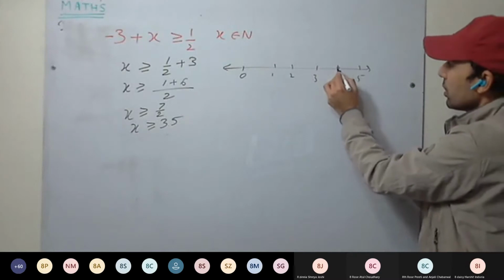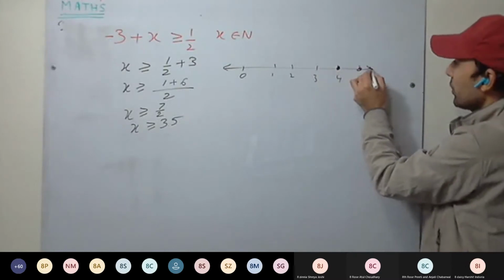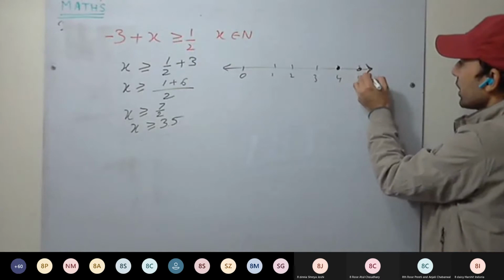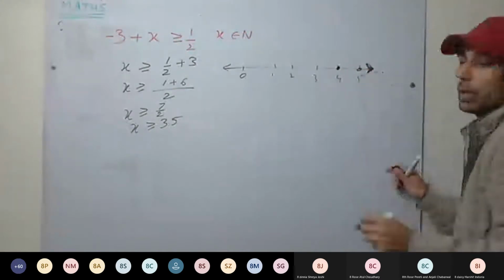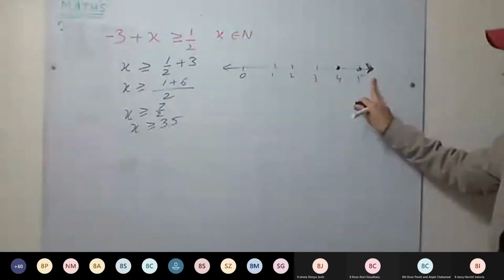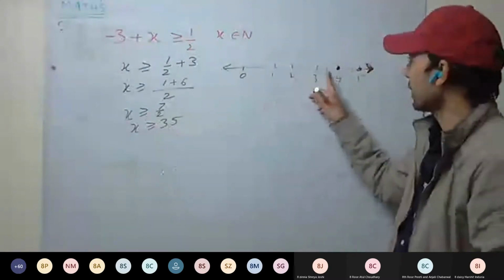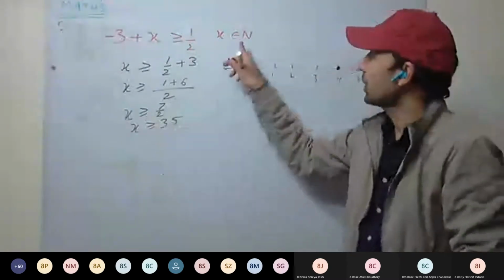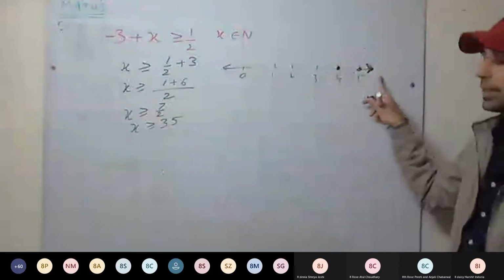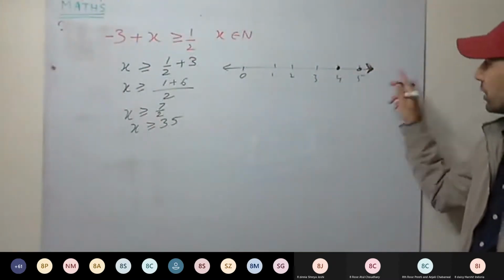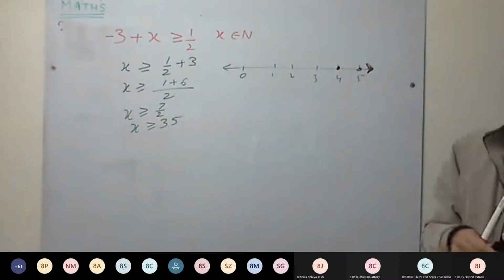Greater than 4, 5, and this line. This arrow we will mark. We will make it bold. Understood? 3.5 is not a natural number, so we cannot mark 3.5. So it will be 4, 5, 6, 7, 8, 9 up to infinity. Understood this one?